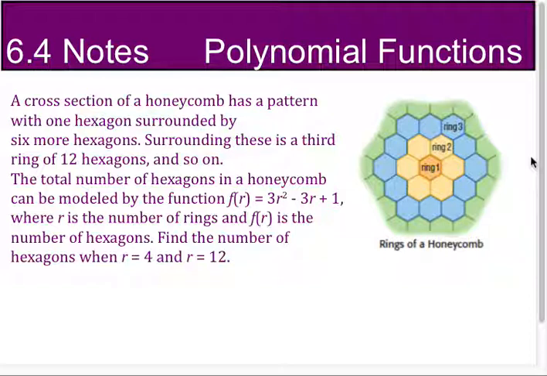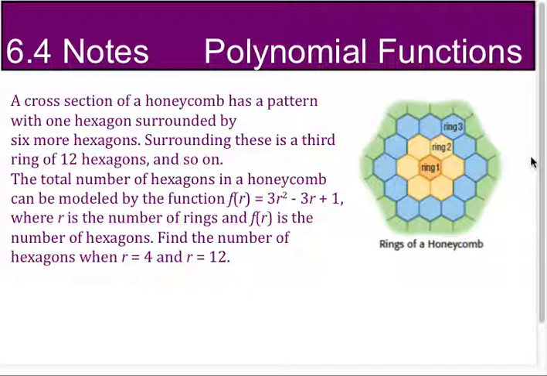The total number of hexagons in a honeycomb can be modeled by the function f of r is equal to 3r squared minus 3r plus 1, where r is the number of rings and f of r is the number of hexagons. Find the number of hexagons when r is equal to 4 and r is equal to 12.